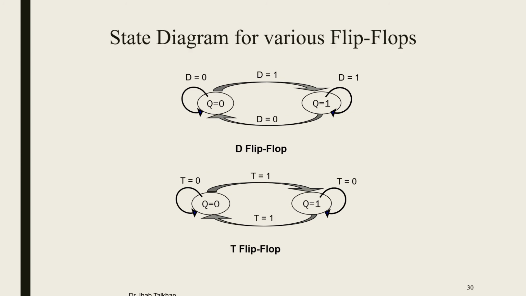In this slide, I'm going to give you also the state diagram for the D flip-flop and the T flip-flop. As you can see here, the same sequence: we have two states, Q equal to 0 and Q equal to 1, and the directed arrow will give you the value of D and the value of T for each one of them. This is actually for the four flip-flops. Now we have what's called the state diagram for the four flip-flops.